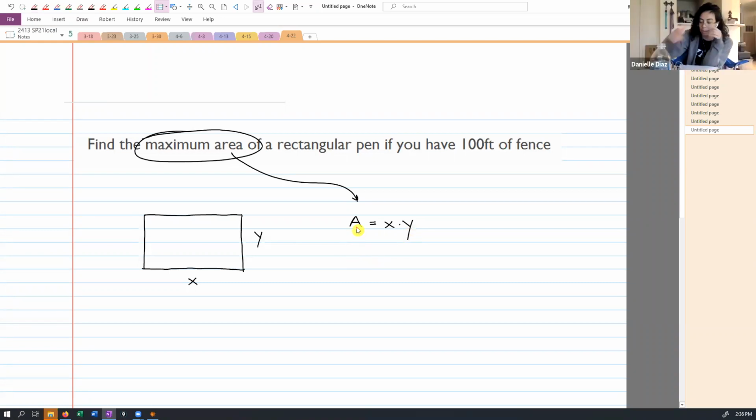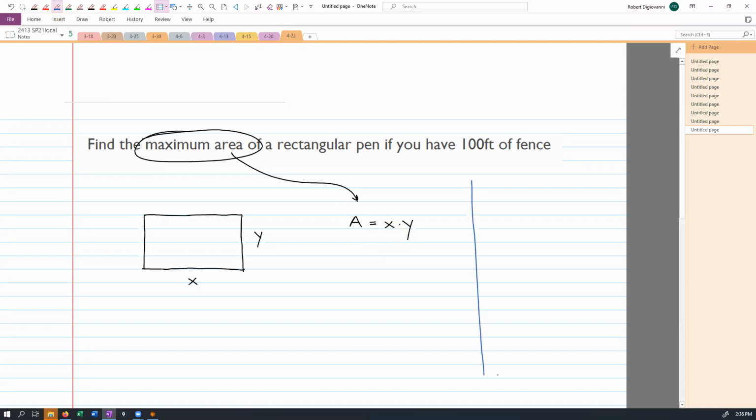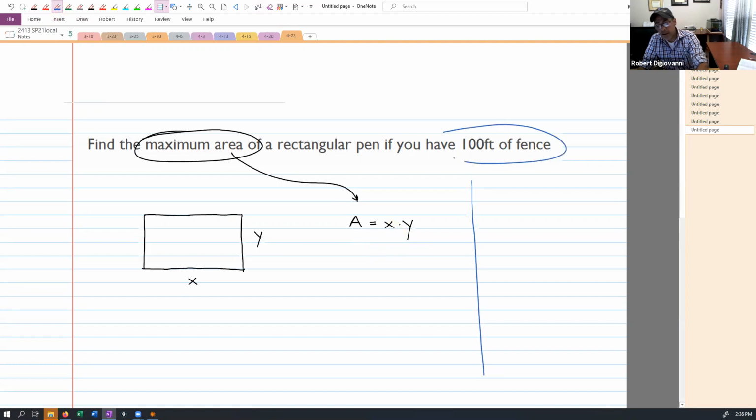We all okay with that so far? Right now, to know the area, you have to know both X and Y, don't you? To calculate the area, I have to give you the X and the Y. However, there is a constraint to this problem. And the constraint is that we only have 100 feet of fence, which means that the perimeter of this has to be fixed at 100.